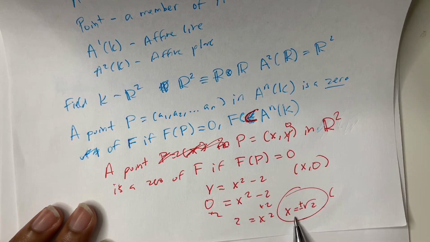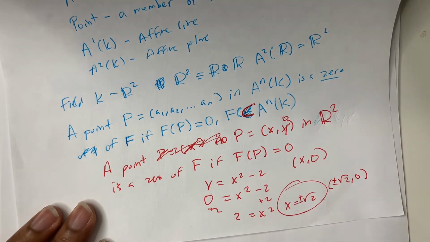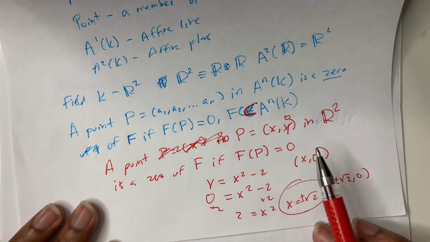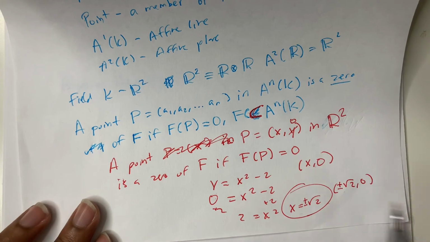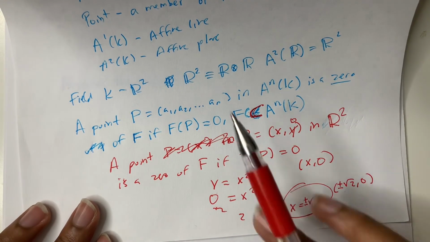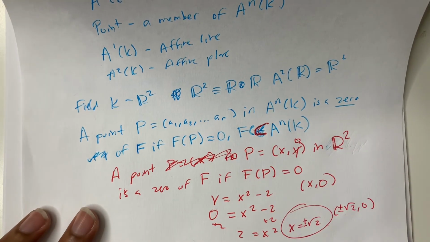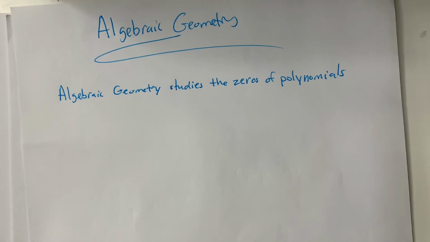Some people say that this is the 0. Some people will say that this is the 0. It just depends on your setting, I guess. But you can call either one of those the 0 of your polynomial. Because that's an example of this definition being applied in real life. Well, R2 isn't real life, but you guys get the point, right? All right. Okay.